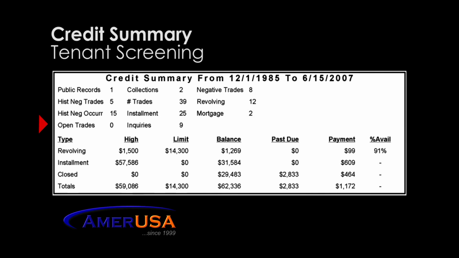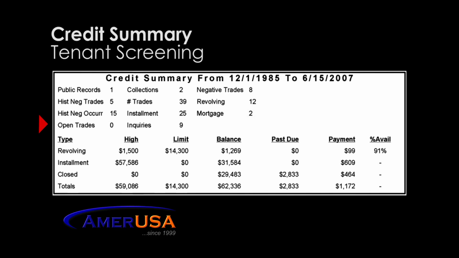This indicates 9. This is the total number of times this credit file has been pulled by creditors within the past 2 years. This could be for when an applicant applies for tenancy, applies for a car loan, a mortgage, etc. The significance of this is that if there are an excessive amount of inquiries, it can negatively affect the credit score by as much as 5 points per inquiry.